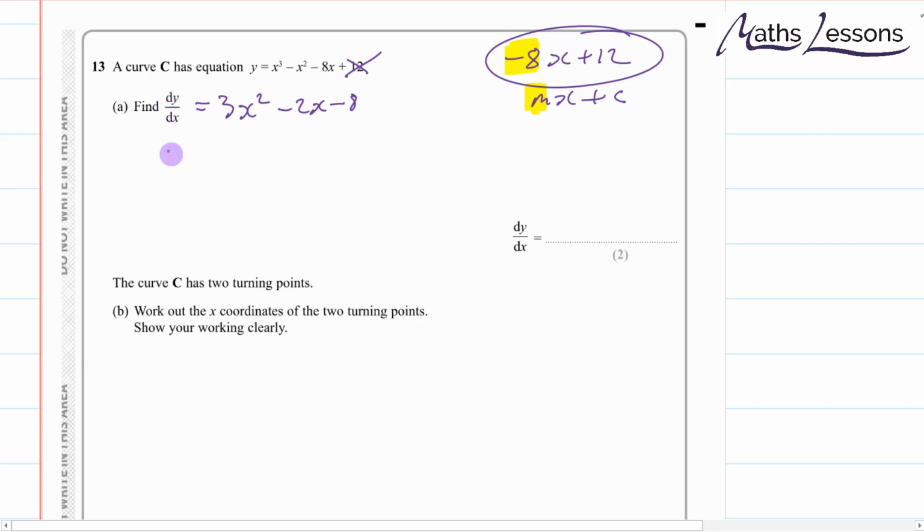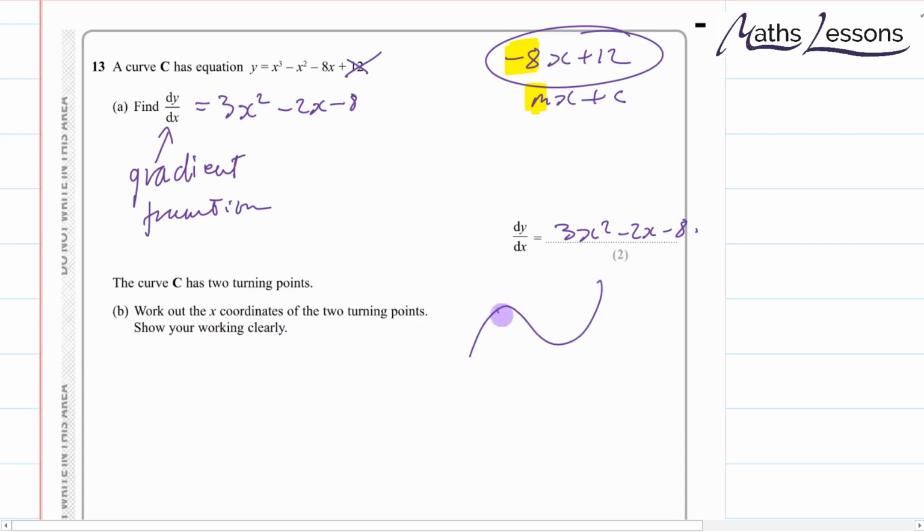Remember, dy by dx is the gradient function. It's very important you remember that this is the gradient function. Okay, so we've got 3x squared minus 2x minus 8. Remember the rule? Times by the power, take 1 off the power. Now for turning points, these are turning points where it flattens. Now if it flattens, the gradient dy by dx equals 0.